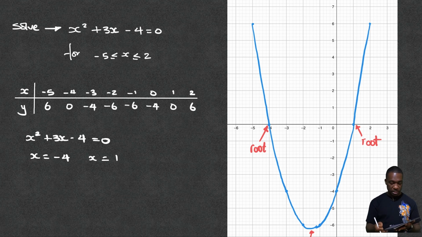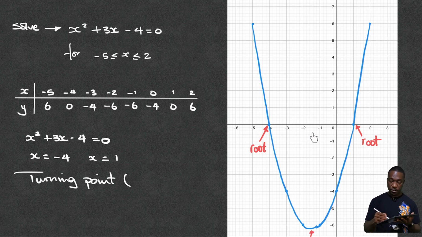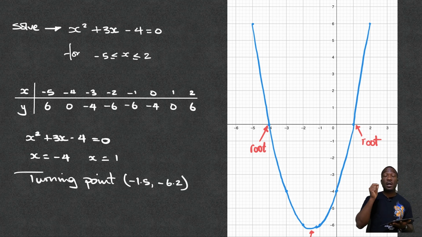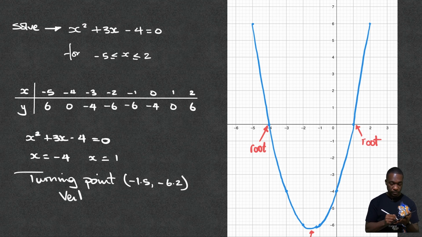So I'm now going to say that the turning point, what's the x value? Well, it's -1.5. And then what's the y value? Well, for mine, it's about -6.2. So -6.2 there, and this is done. So if you are asked for the turning point or the vertex, that's what they mean. Okay, so I'm just giving you all of this language so you know what they're asking you for.